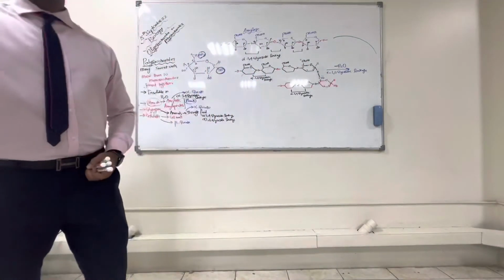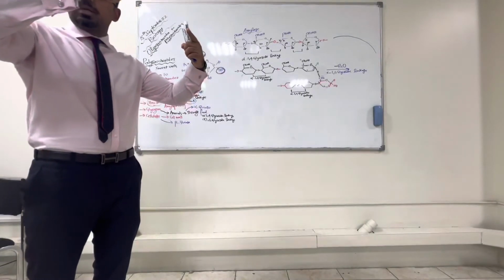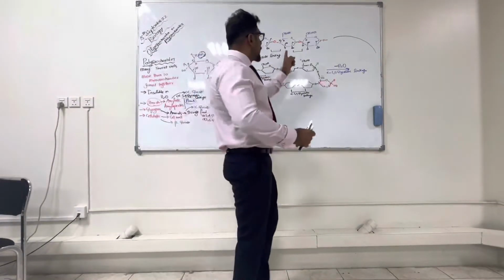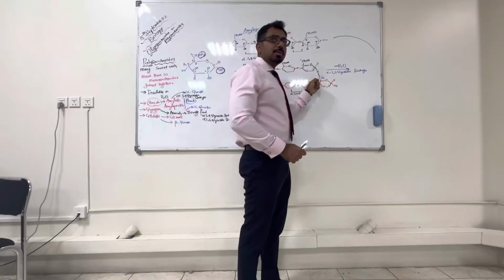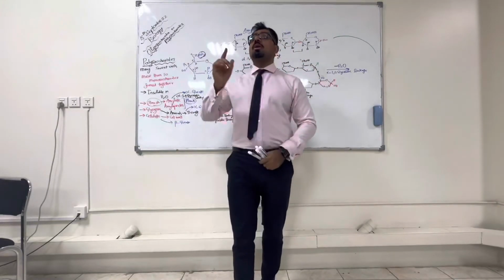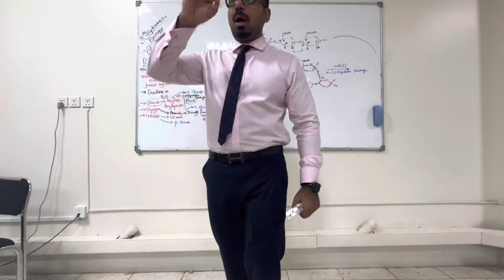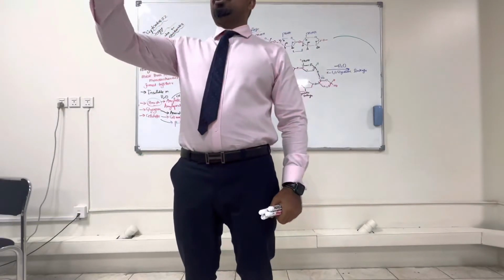Alright? As we learned in disaccharides, right? Before the bond was between 1 and 4, right? Here the bond is between 1 and 6. So this will be called an alpha 1,6 glycosidic linkage. Yes, Adil, you have a question.